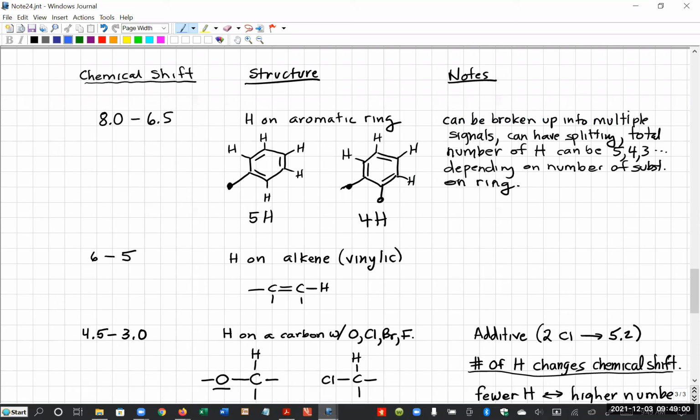This absorption can be broken up into multiple signals because technically, for example, not all of these hydrogens are equivalent. And so non-equivalent hydrogens can absorb at different frequencies. They also behave as neighbors to each other, so they can have splitting. And the total number of hydrogens can be 5 or 4 or 3, depending on how many substituents are on the ring.